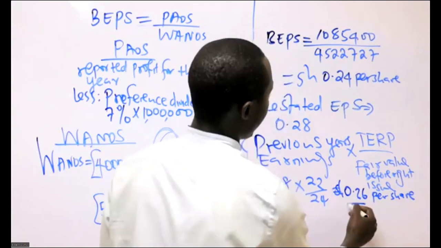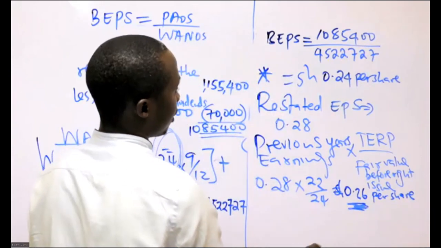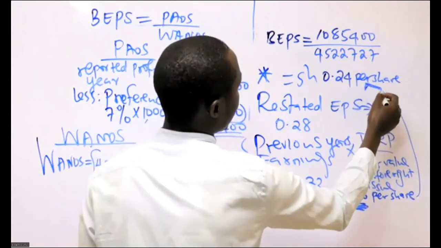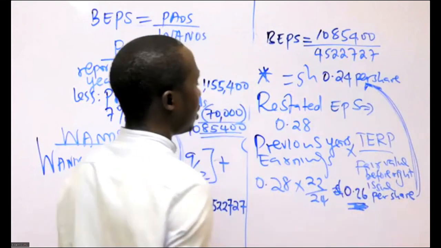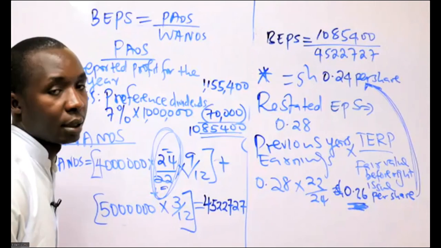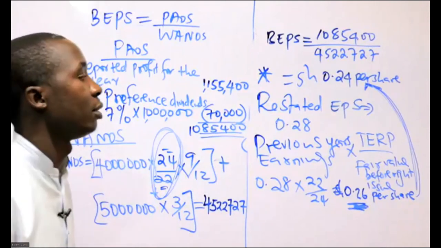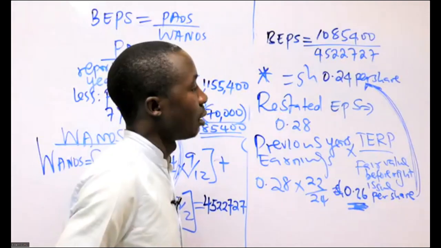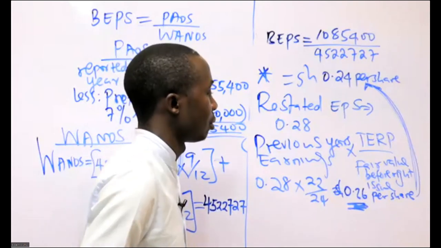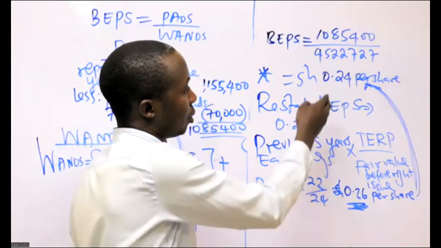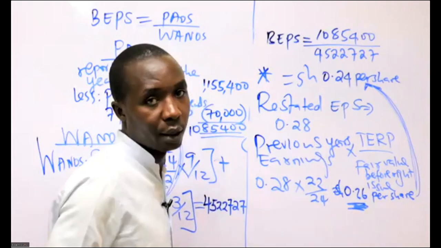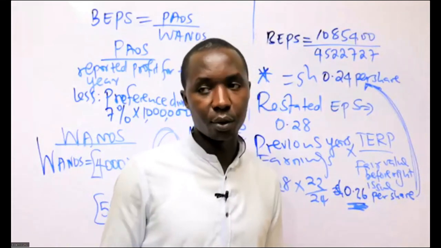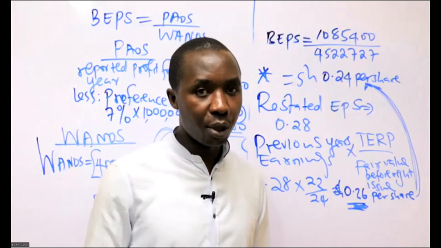This is for the previous year, and this one is for the current year. So you can see the EPS for the current year did what? Decreased. So you can say the profitability of the entity slightly decreased in the current year compared to the previous year, from 0.26 per share to 0.24 in the current year. That is how you incorporate the aspect of rights issue when computing basic earnings per share.